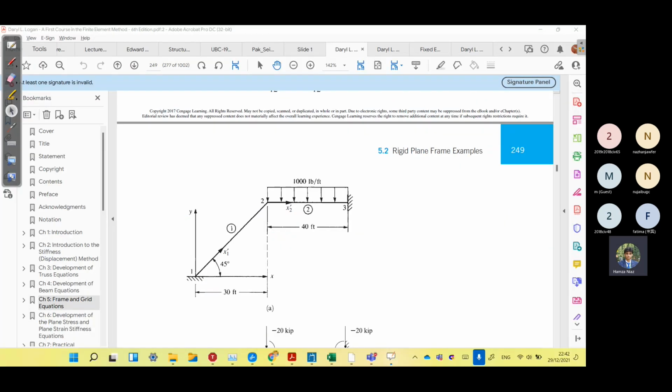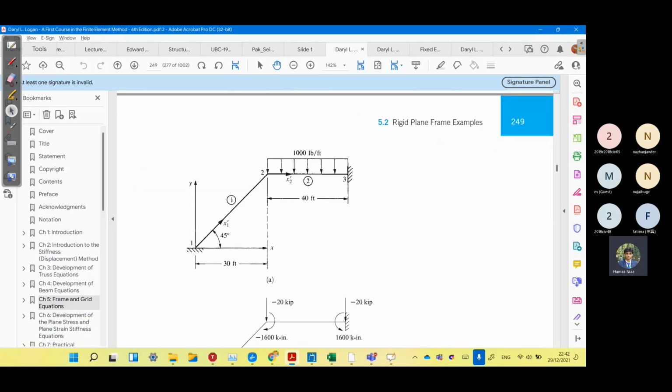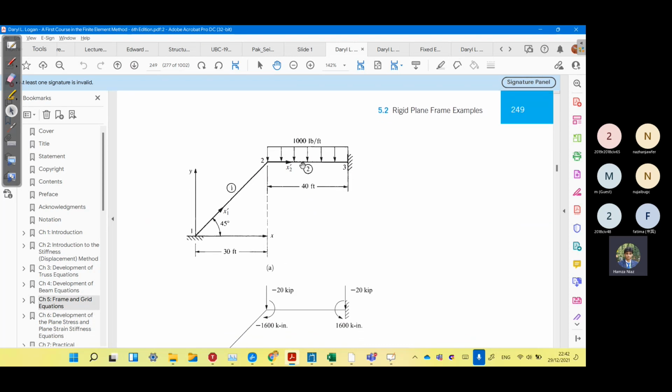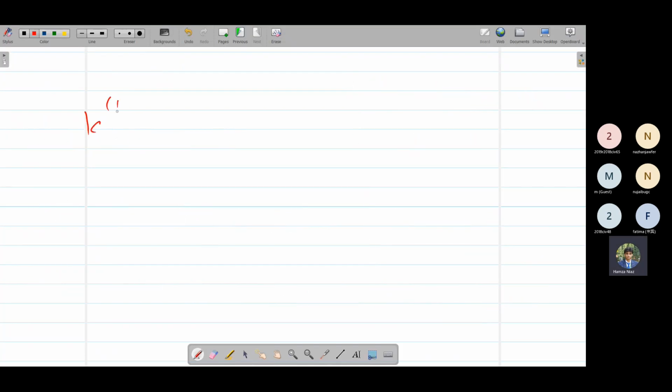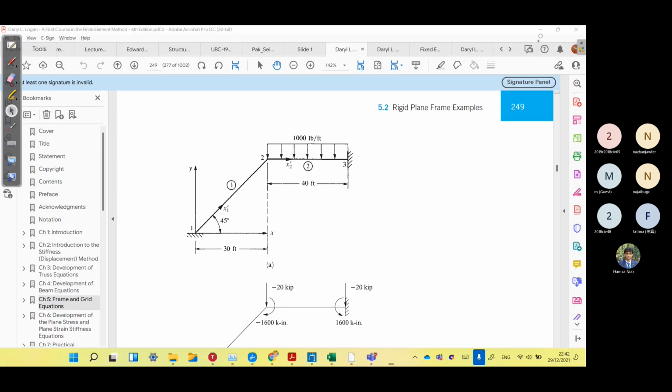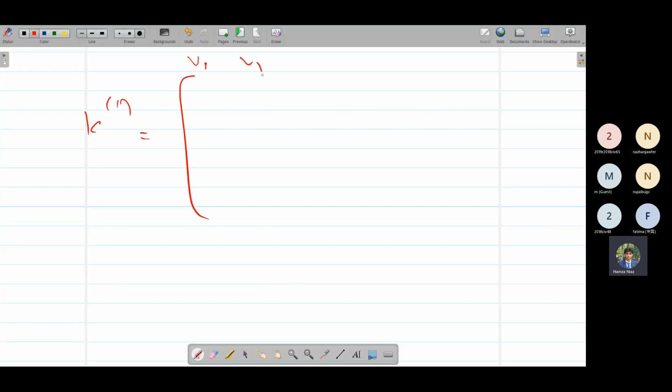So first is the elemental stiffness matrix. We have two elements here, element 1 and element 2. Element 1 is connected between nodes 1 and 2. In a frame we have 3 degrees of freedom, so at each node we have 3 unknowns. At node 1 we have u1, v1, phi1. At node 2, u2, v2, phi2.